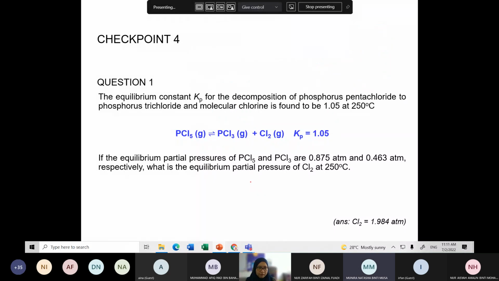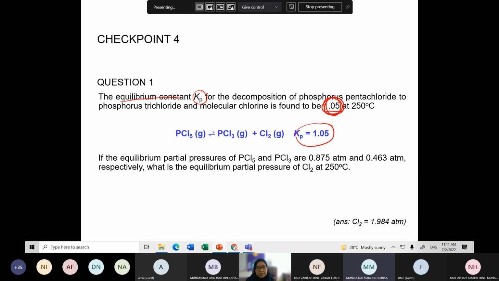Checkpoint 4, question 1. The equilibrium constant Kp for the decomposition of phosphorus pentachloride to phosphorus trichloride and molecular chlorine is found to be 1.05. This is Kp. That means this value is obtained when the system reaches equilibrium, because we are talking about the equilibrium constant. So this is the value of Kp.